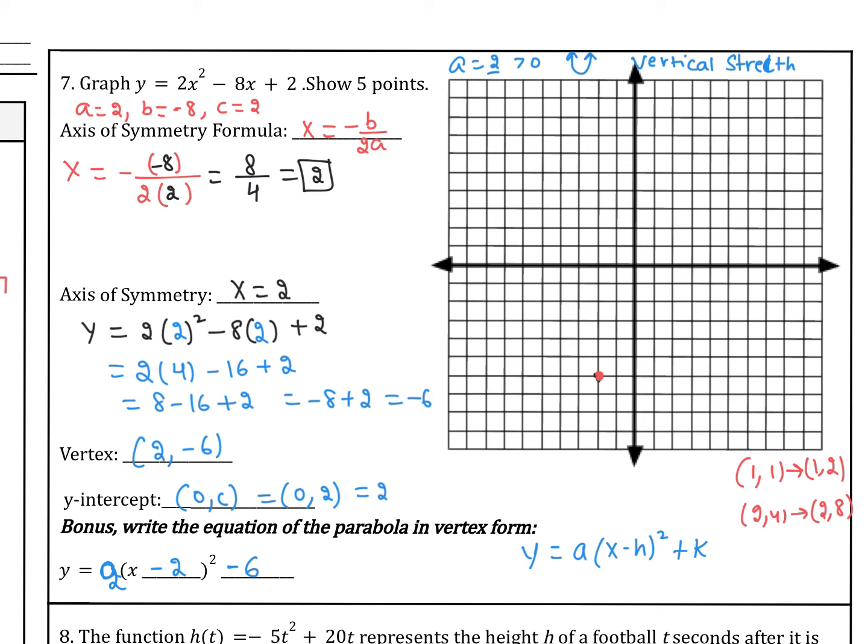For the graph, you're going to mark the vertex that is 2 comma negative 6. That is this point right here. To follow the pattern, now you're going to multiply the y coordinate by 2. Because a is 2, you multiply the pattern by that a every time you have a different a. And now you're going to have the pattern that is over 1 up 2, over 2 up 8. So instead of 1, 1, it's going to be 1, 2, and you're going to get a narrow graph. It's a vertical stretch by a factor of 2.